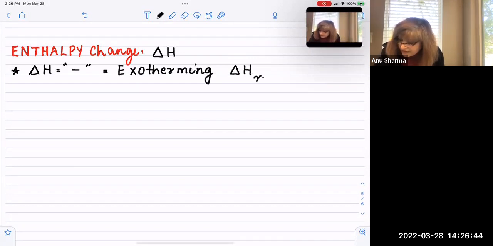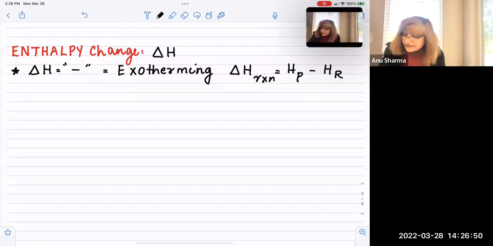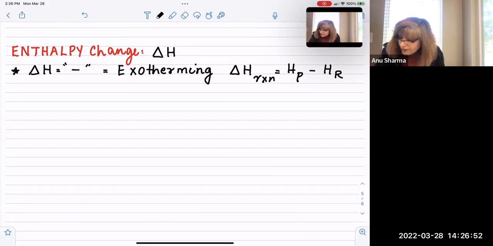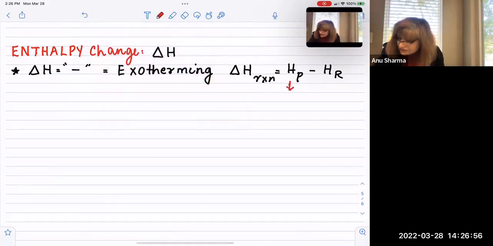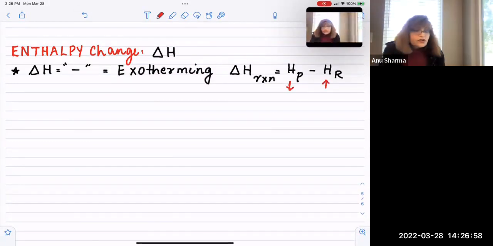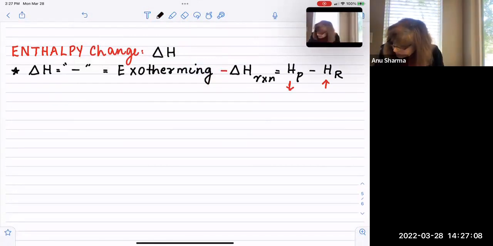This is the heat of the reaction, in which the heat of formation of the products minus the heat of formation of the reactants. So in this case, the products have a lower heat of formation and the reactants have a higher heat of formation. A small number minus the big number, your answer is going to be a negative value. Okay, so that's the deal with delta H associated with the exothermic reaction.